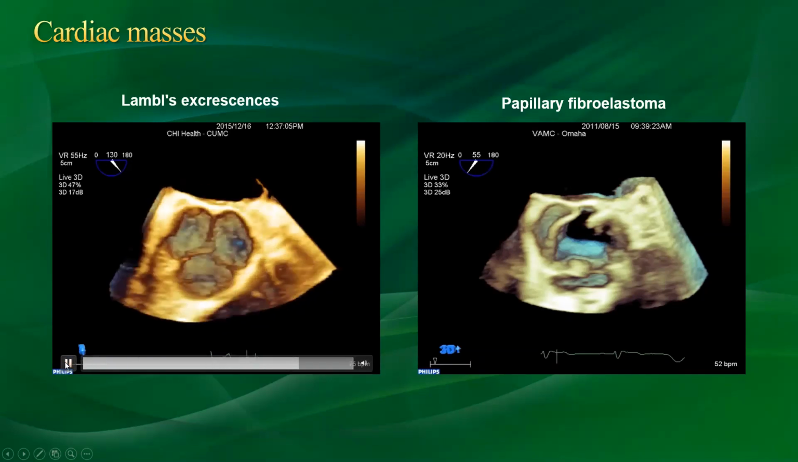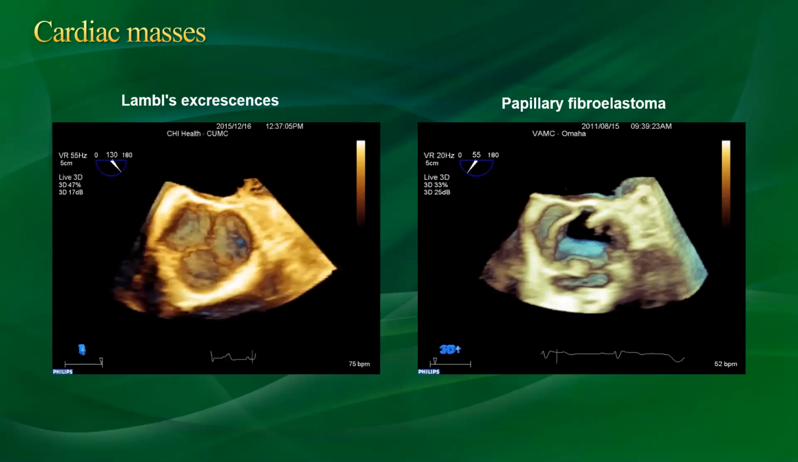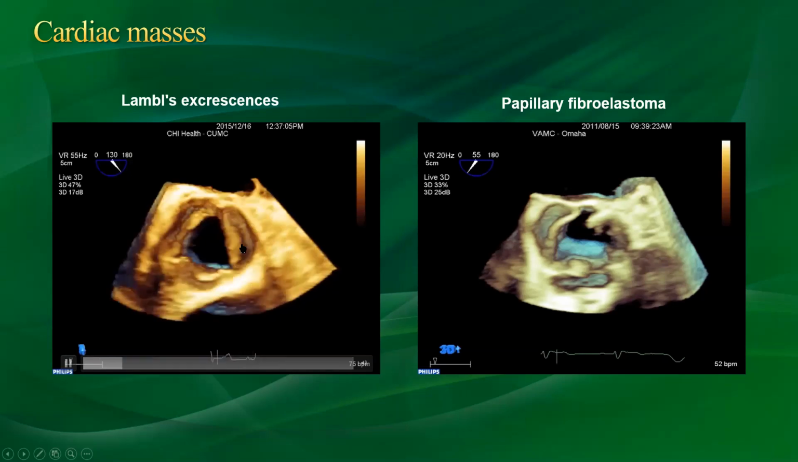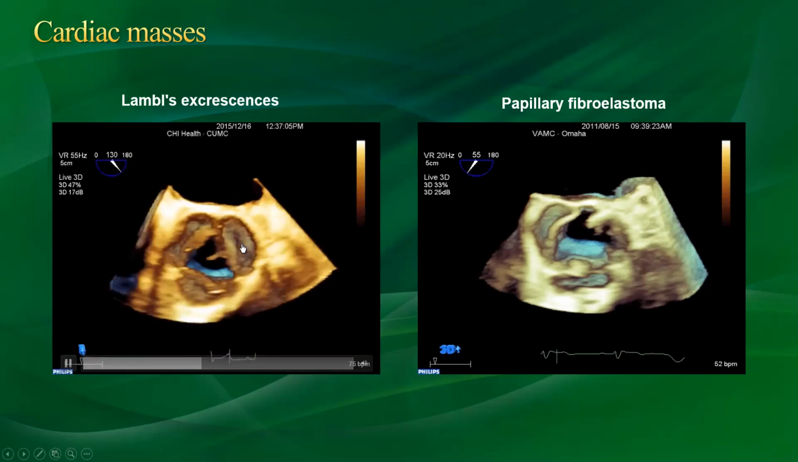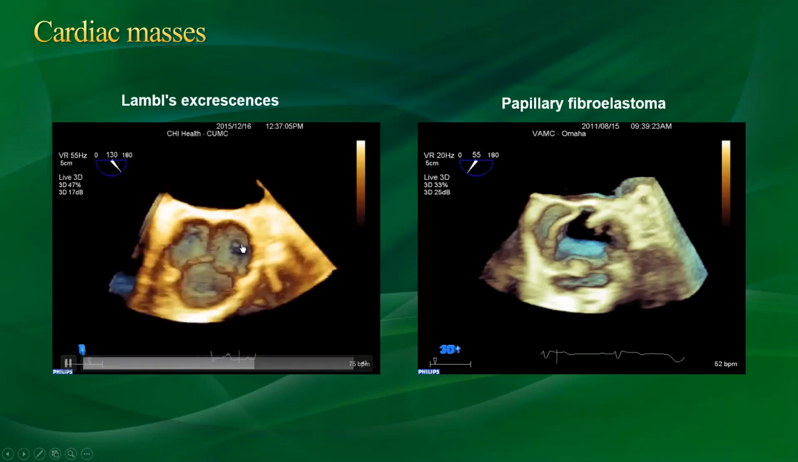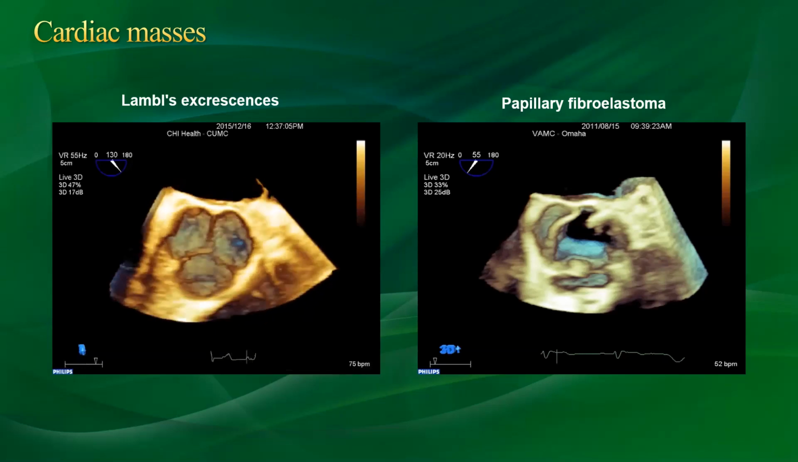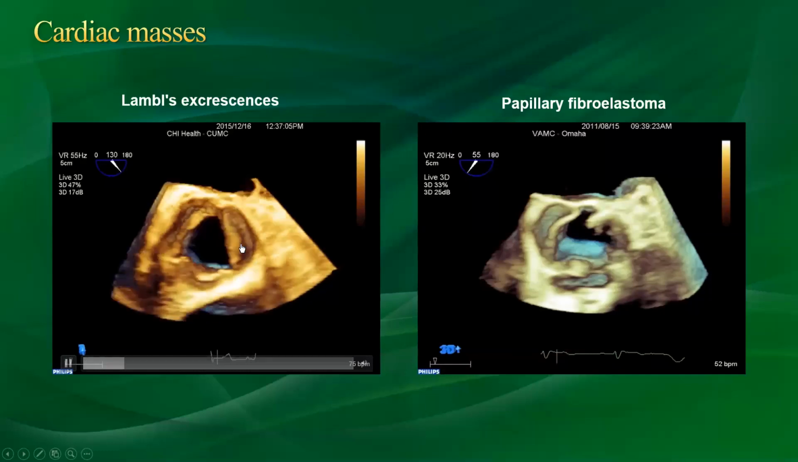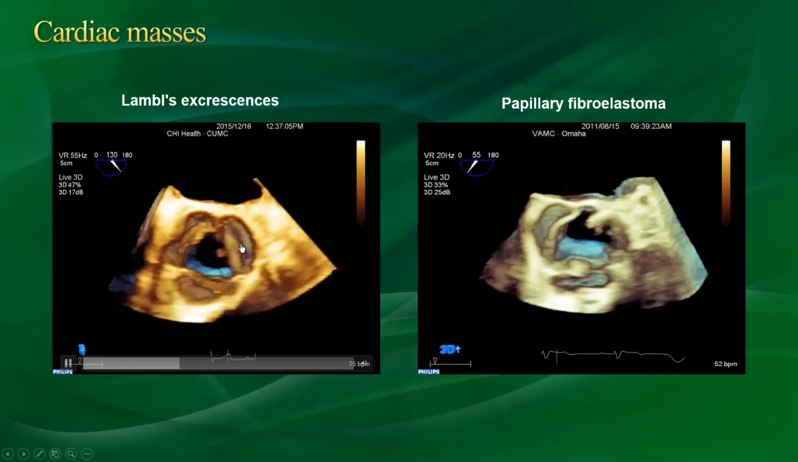If you take a look at it again. If you guys appreciate, there's some drop off here at the non-coronary cusp. This is not perforation. This is because the leaflet is very thin, and we have a limitation with 3D with the drop off. If you consider perforation, you need to add color to it. If you see color, that confirms it. If not, this is just drop off. So keep that in mind.